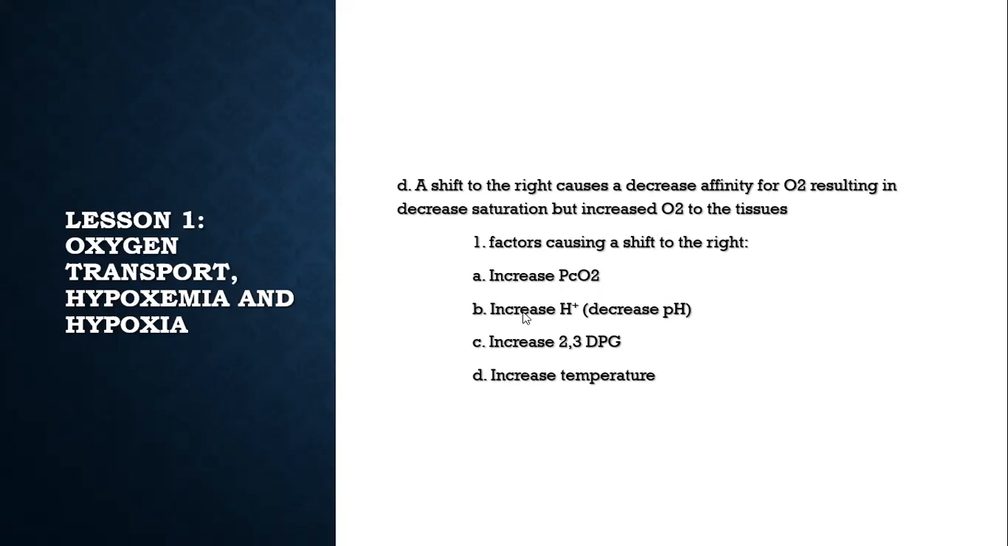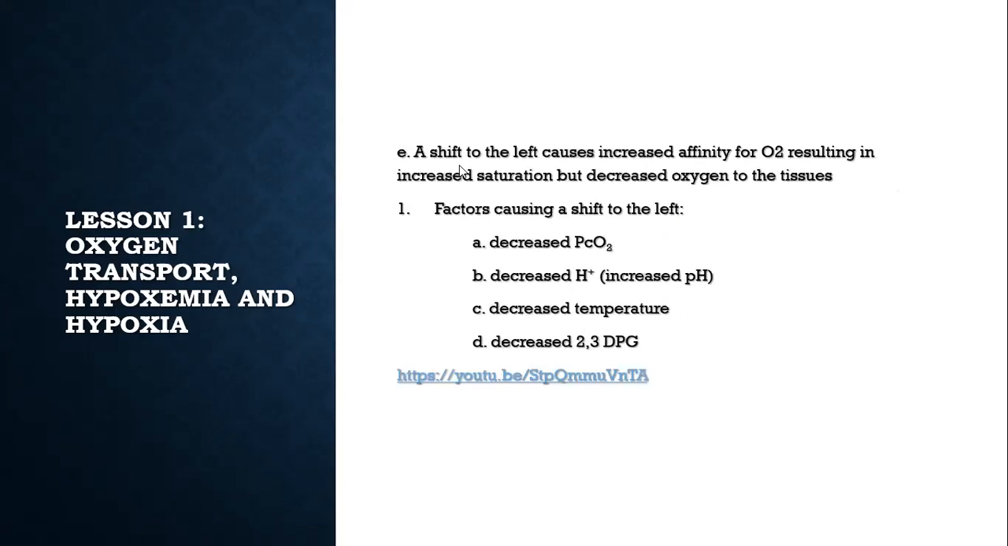So let's look at the left. Now, a shift to the left causes an increased affinity for oxygen, which results in a decreased CO2, decreased hydrogen ions, decreased temperature, and decreased 2,3-DPG.